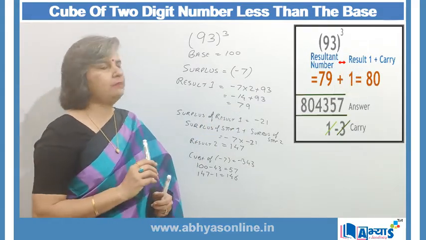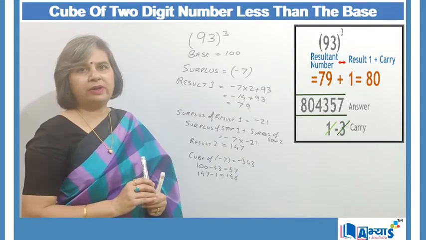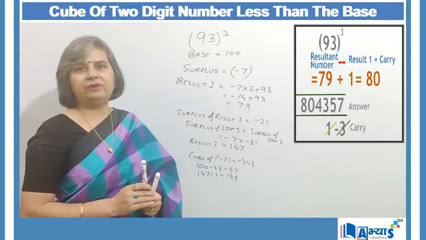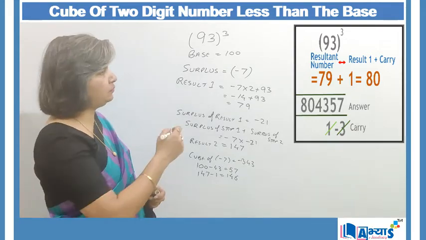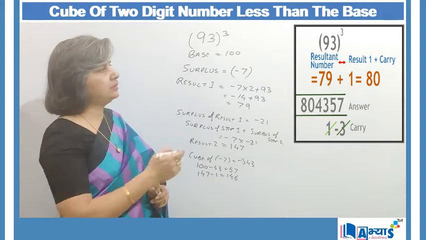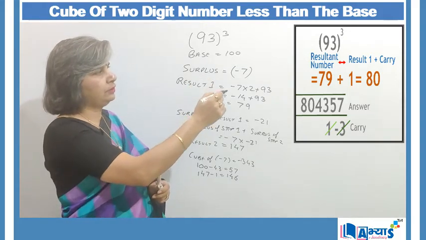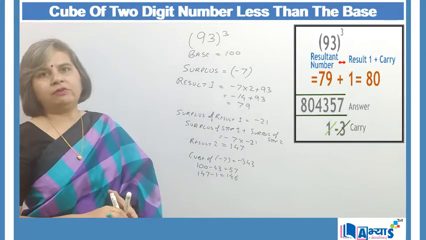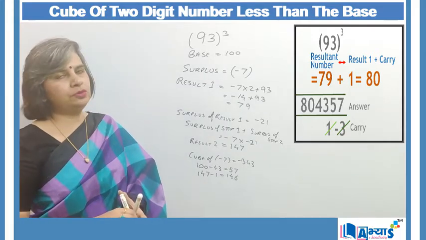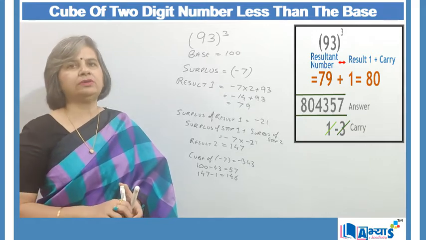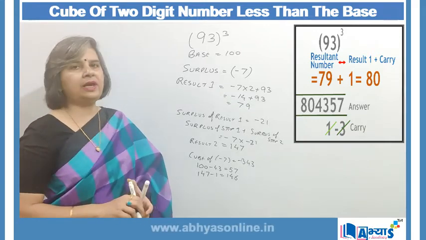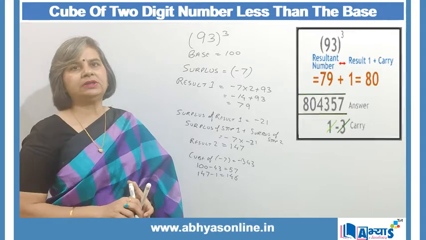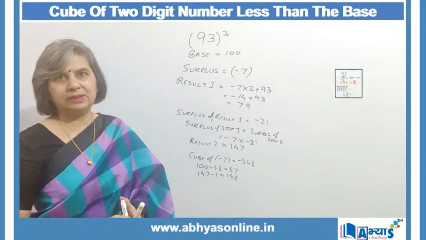And in the last step, I will add the carry, that is 1, to the result 1, that is 79. And 79 plus 1 will be 80. So the answer is 804357. So this is how we can find the cube of a 2-digit number using the Yavadunam method. In this method, I am considering the case in which the number is less than the working base.